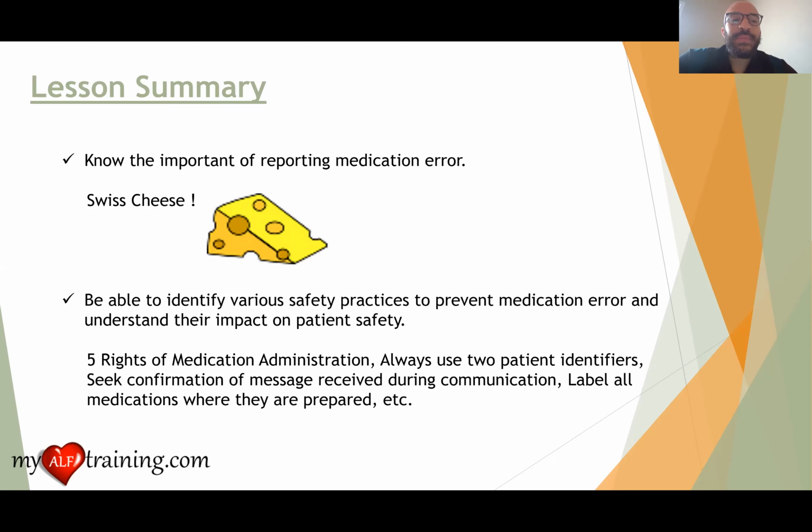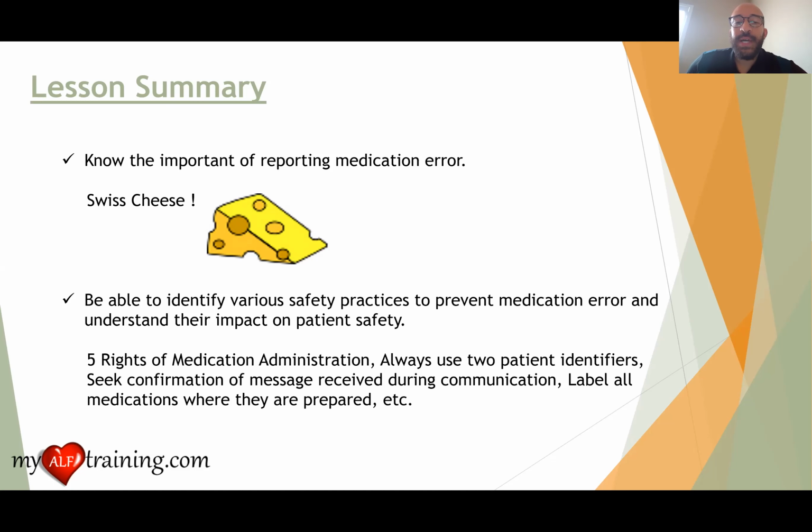And last, you should be able to identify various safety practices to prevent medication error and understand their impact on patient safety. So first, my favorite was one of the last in the presentation, but the 5 rights of medication administration. You should always use 2 patient identifiers. And another that I think is very important, you should seek confirmation of a message when received during communication, especially when you're taking a verbal or a phone communication order. Also, I included again, label all medications where they are prepared. If there's some others that you remember, that's great.